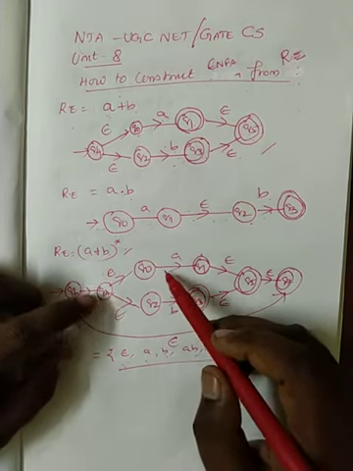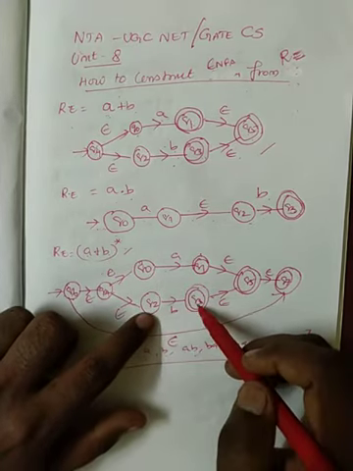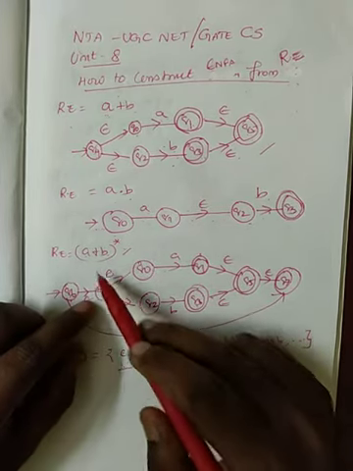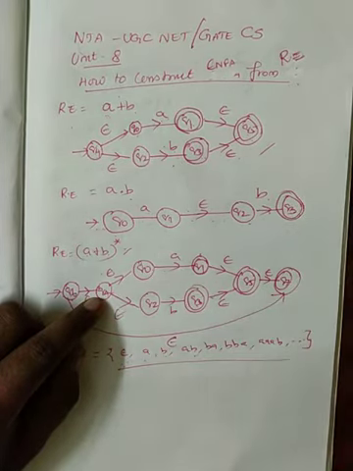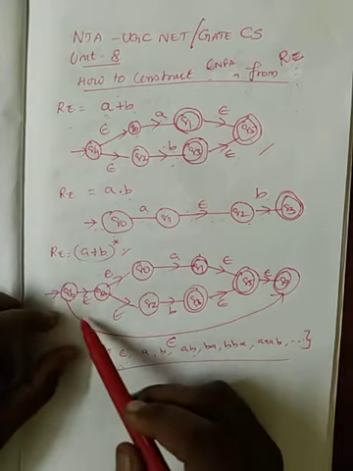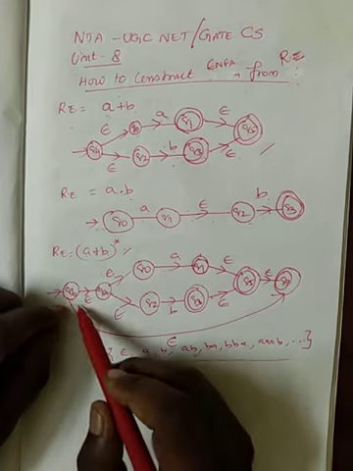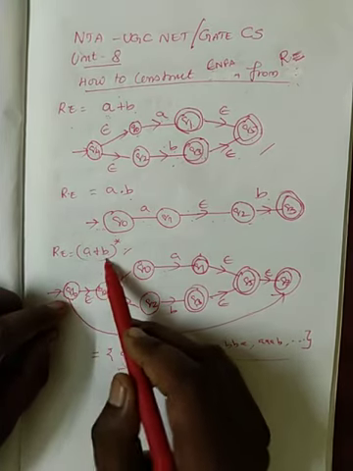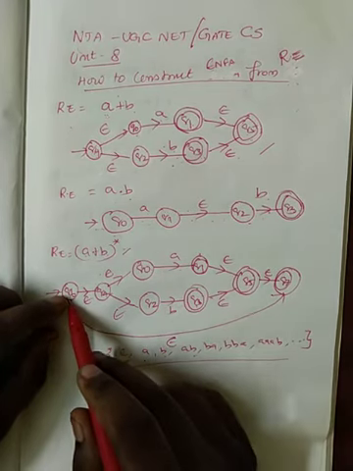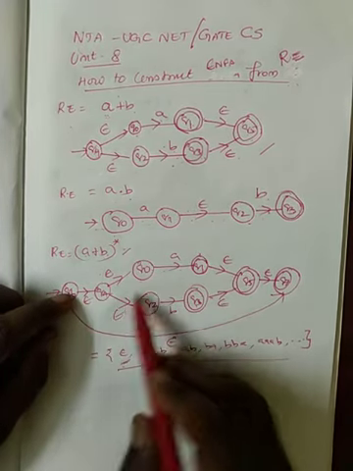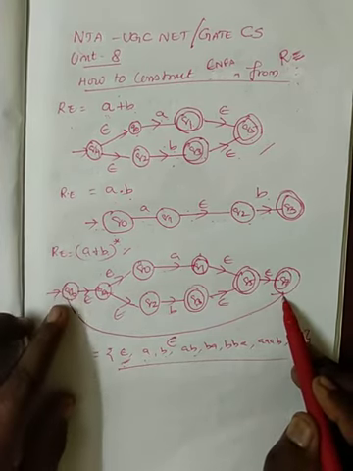So how to draw the diagram? Very simple. For A you draw two states, and for B you draw two states, and then for A plus B one initial state and one final state, which we already know from the first diagram. Then you introduce one more new start state and one more new end state. We need this because for A plus B whole star, epsilon has to be accepted. So without going through a valid A or B, I can go through epsilon and reach the final state. That is the idea.